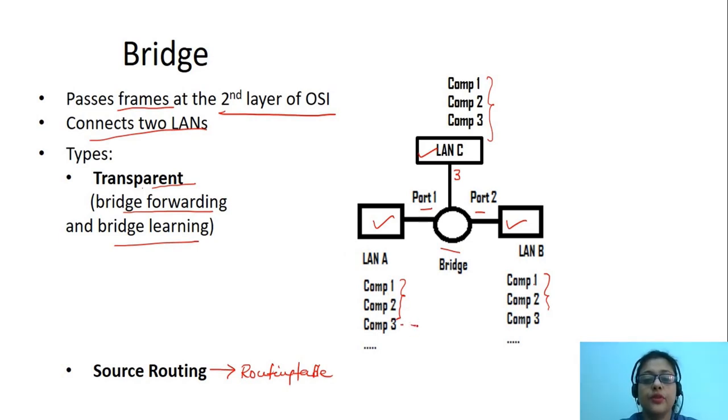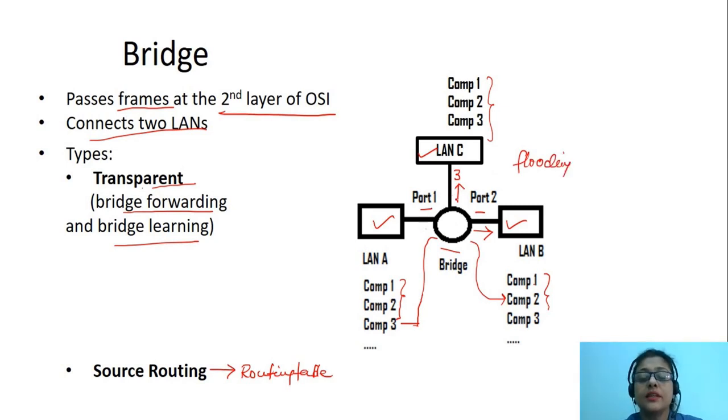Suppose computer 3 of LAN A wants to send a data packet to computer 2 of LAN B. What happens? It sends the data packet. It goes to the bridge. Now the bridge looks into the data packet. It understands from the MAC address that it is in port 1. So it forwards that data packet to port 3 and to port 2. Right. So it is flooding. So this is known as flooding.